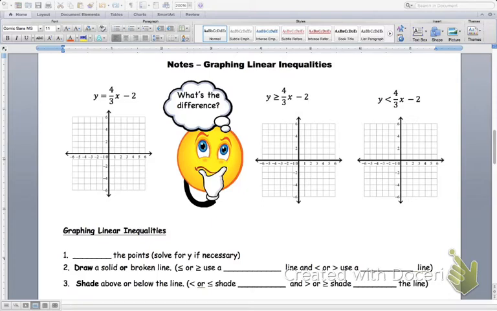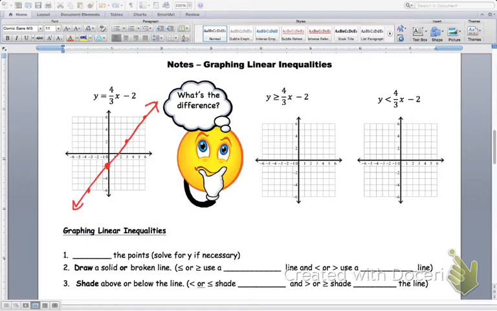So let's look at the very first one, which is what we know how to do, which is graph a linear equation. So we start on our y-axis at -2. We're going to rise 4, run 3, rise 4, run 3, and then we're going to go backwards, down 4, back 3, and then we connect our line. So we know how to do this.